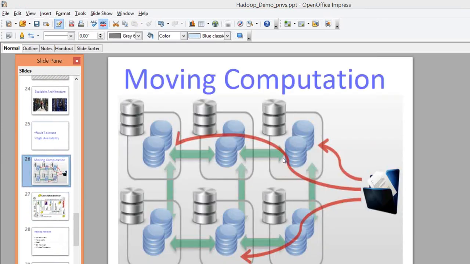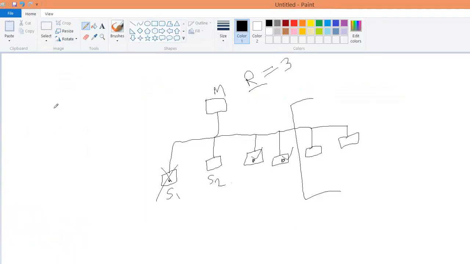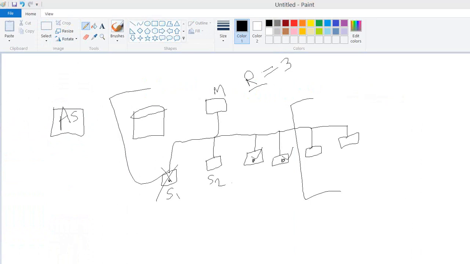One more good feature of Hadoop is moving computation. Moving computation means the data does not move from the data area to the application area. Instead, the application moves to the data area and computes the data. In the previous approach, let's say this is an application server running here, and the data is available on some database servers.